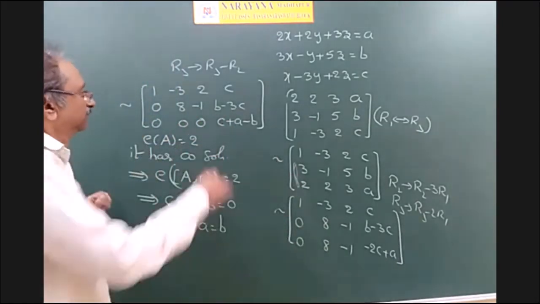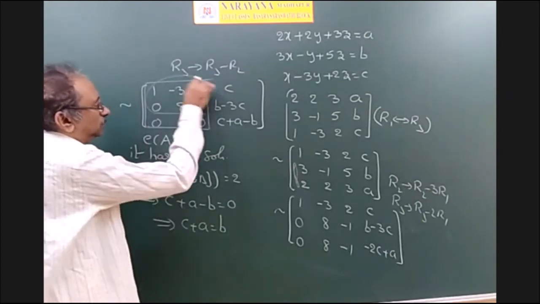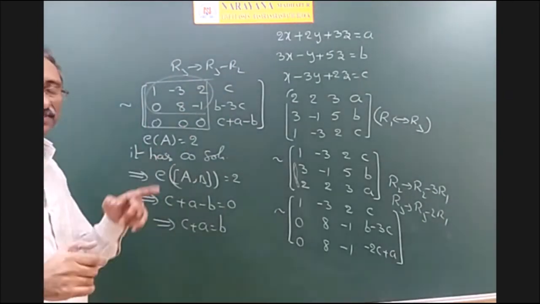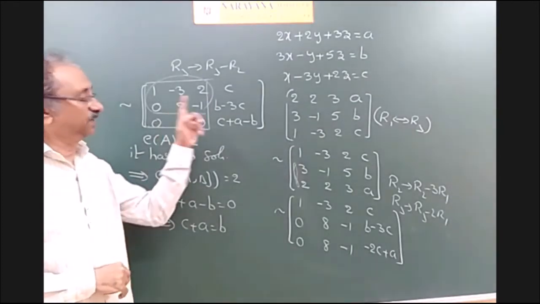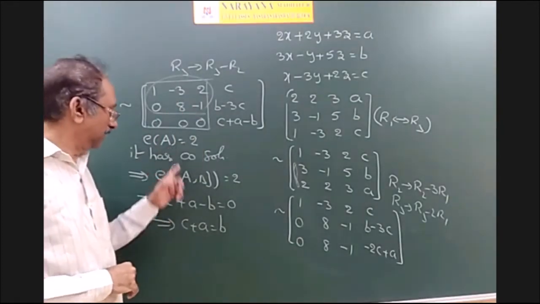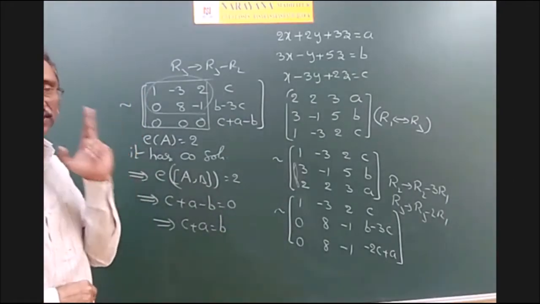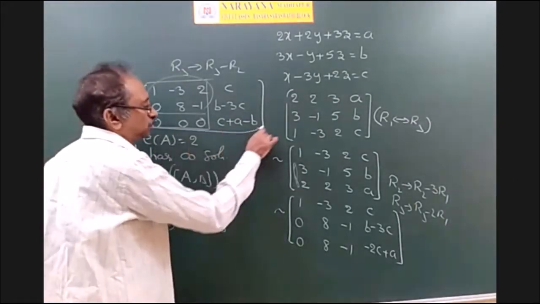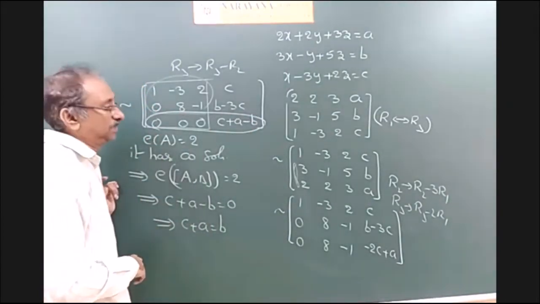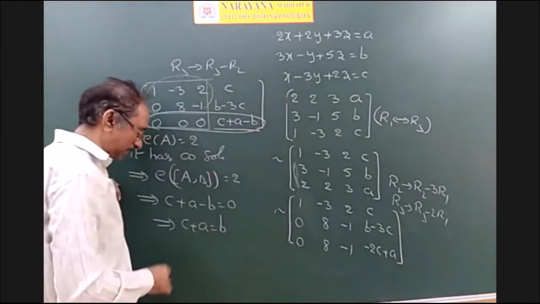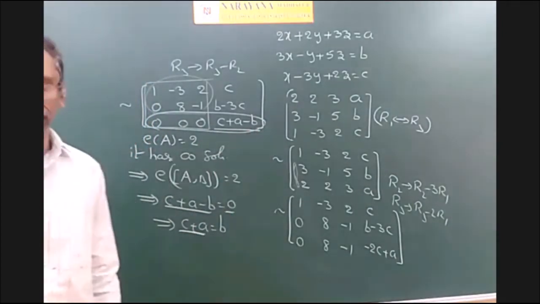Now from this we can conclude that rank of A, the number of non-zero rows, is 2. The system has a solution, meaning it has infinitely many solutions, so rank of A must be equal to rank of AB, and hence rank of AB is also 2. So the number of non-zero rows must be 2 only. Therefore the last row must be entirely zeros. That means C plus A minus B is equal to 0, or C plus A is equal to B.